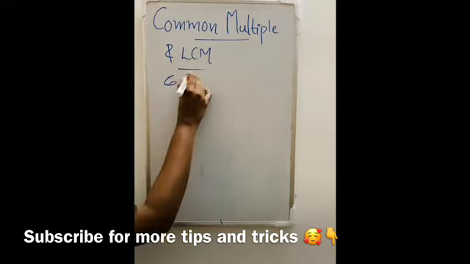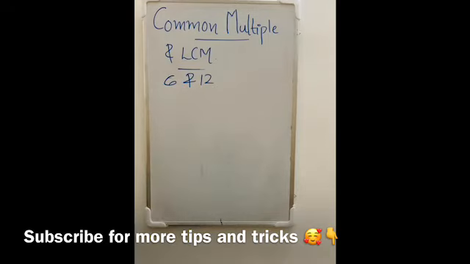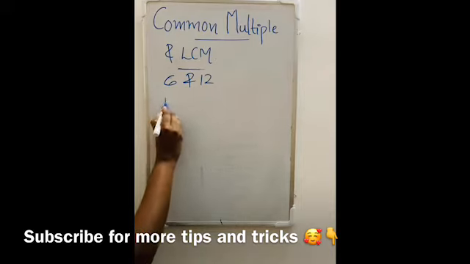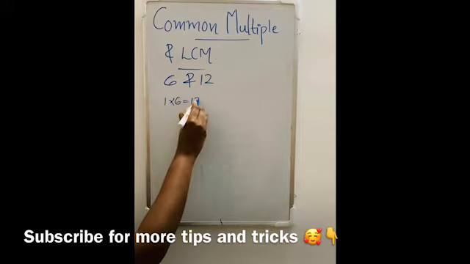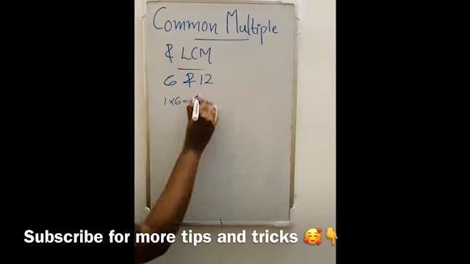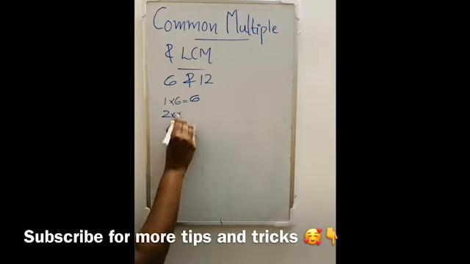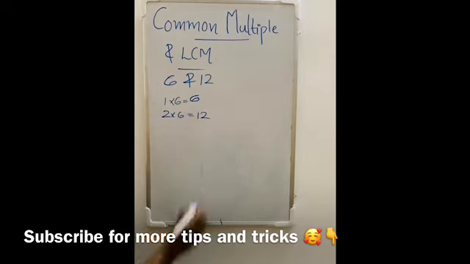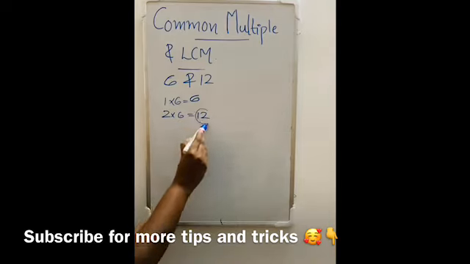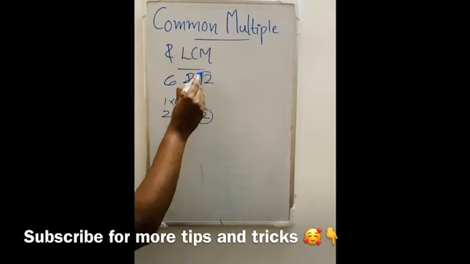6 and 12. So I will show you how to find the LCM of 6 and 12 by listing the multiples. So first let's write the multiples of 6 starting from 1. 1 6 is 6, right? And 2 6s are 12. Okay, and so just look here. We got this 12, right? And our second number is 12, right?